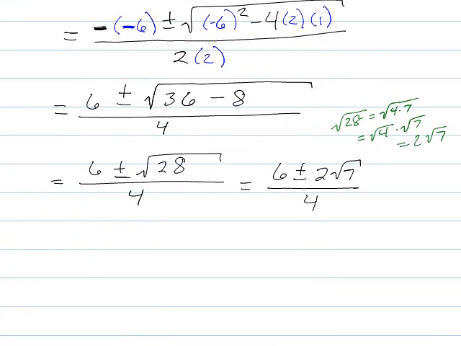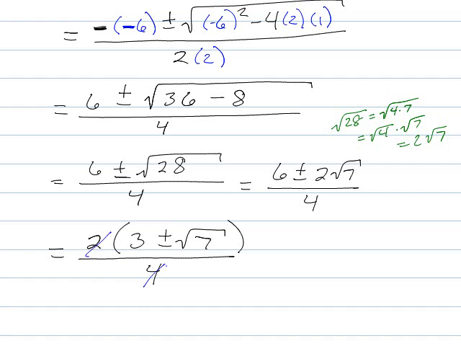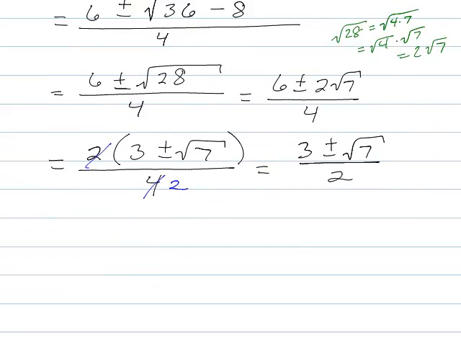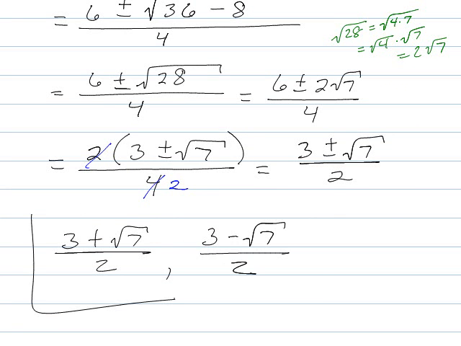Okay, so I've got a couple of options. Probably a good way to do this is to say, all right, I can factor a 2 out of the top. The plus or minus just kind of hangs out like that. I can factor a 2 out. Now since I can factor it out, that means that I can cross it out. So I've got 3 plus or minus square root of 7 over 2. So my two solutions are 3 plus square root of 7 over 2 or 3 minus square root of 7 over 2. So that's pretty awesome.